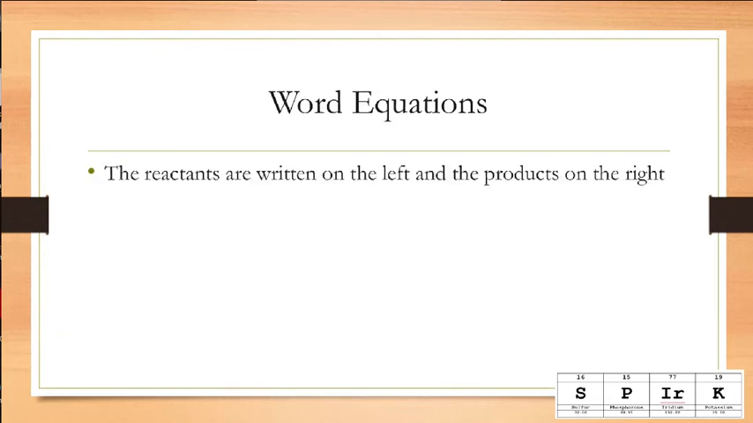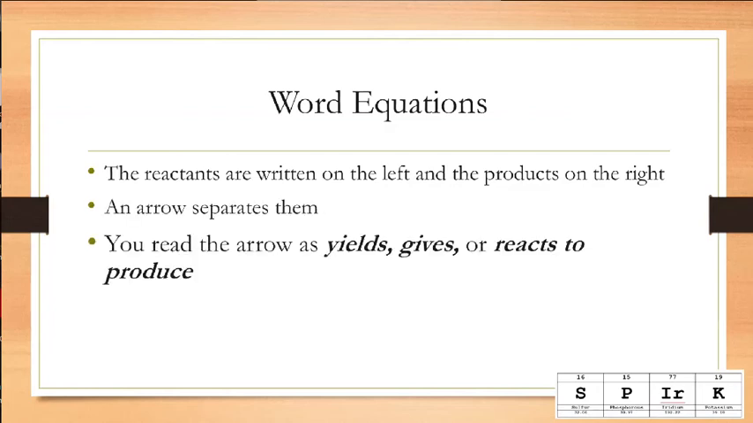So let's talk about word equations. The reactants are written on the left and the products are written on the right. An arrow separates them, and you read the arrow as yields, gives, or reacts to produce. So this is what it's going to look like. Reactants on the left, an arrow that tells us yields, gives, or reacts to produce, and the products written on the right.